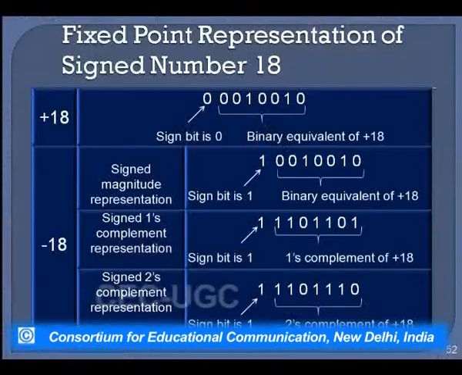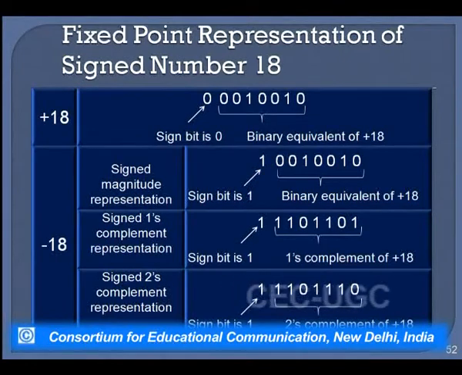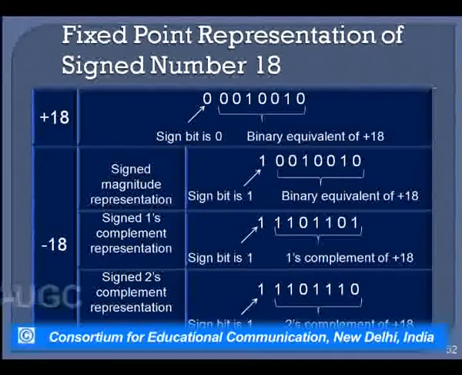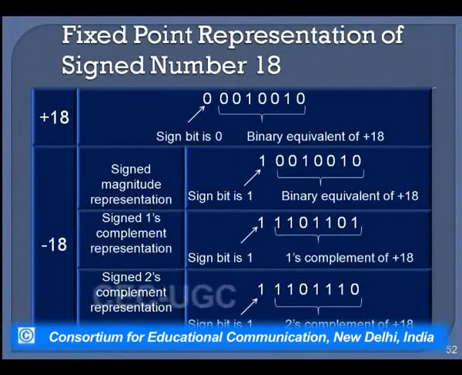Let us take this example. We have the number 18, which can be represented in two forms: the positive number 18 and the negative number 18. If we take positive 18, it is plus 18, so the sign bit is 0, and the rest of the 7 digits denote the binary equivalent of 18. That is 0 0010010. So, for plus 18, we have only one way of representing the number.